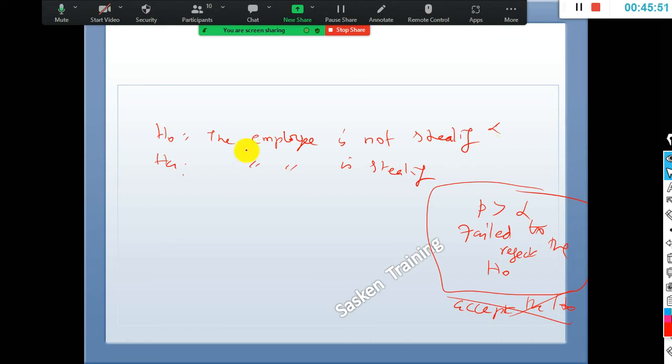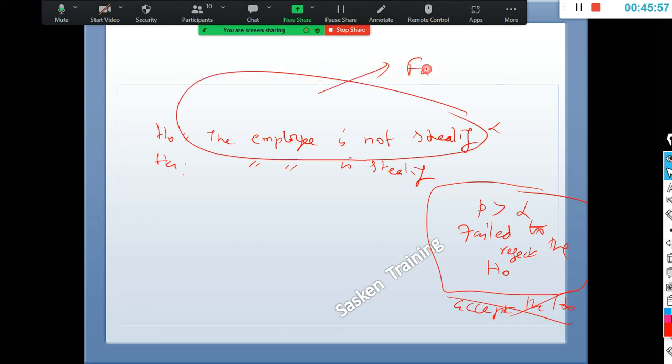When you fail to reject, is this a true null hypothesis? No, it is a false null hypothesis. So, fail to reject the false null hypothesis. This is called type 2 error.